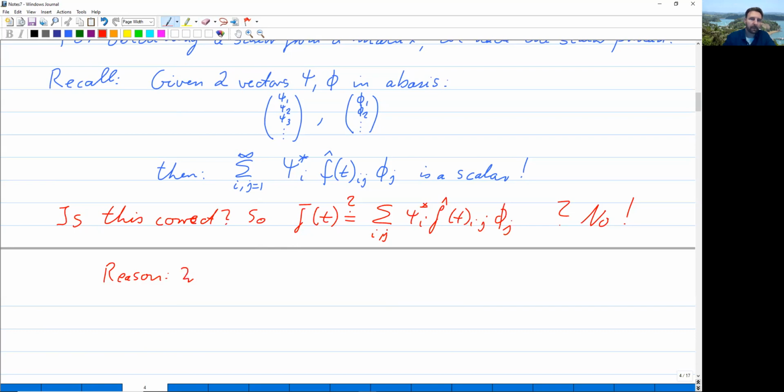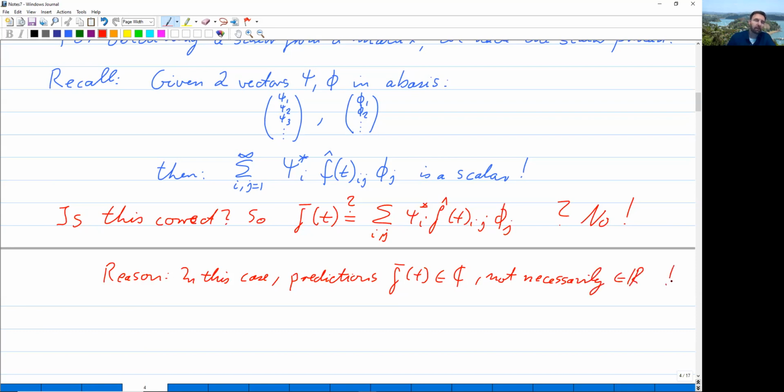Reason, in this case, the predictions, the number value predictions, f bar of t, would be complex numbers, not necessarily real. And that's a problem, because all measurement outcomes are real numbers. We've never measured a complex number. Sorry, we've never measured an imaginary number or a complex number that's not a real number. So we can't quite be right with this, right? If you look at this expression here for f bar, that expression has no reason to be real.